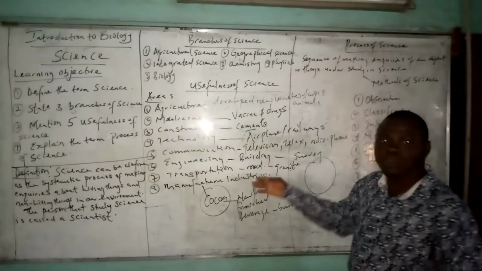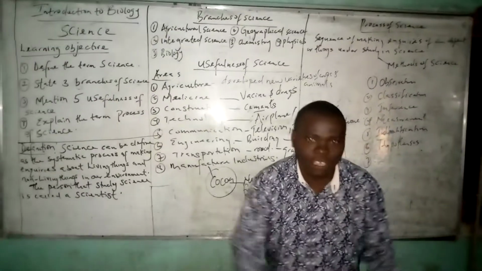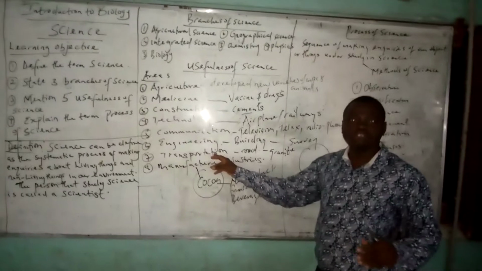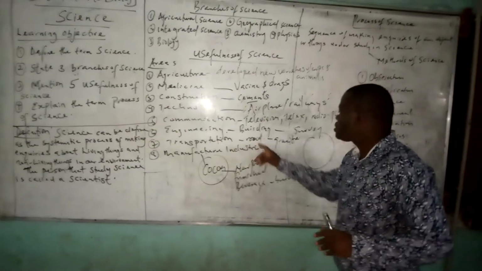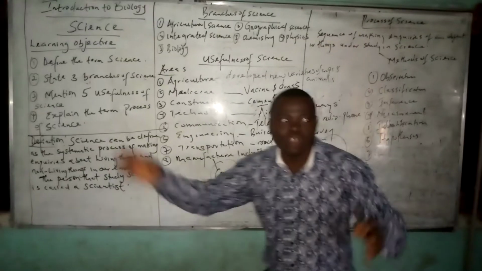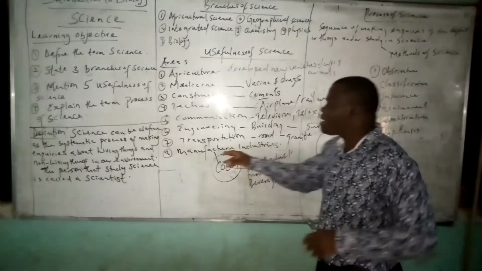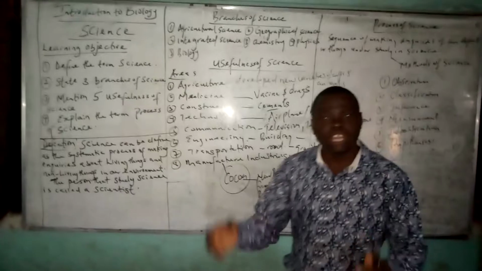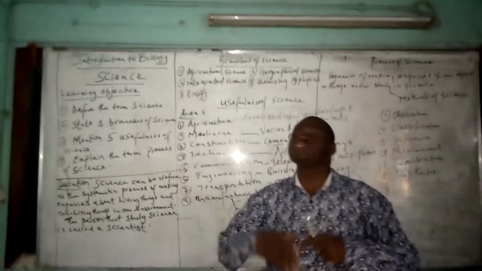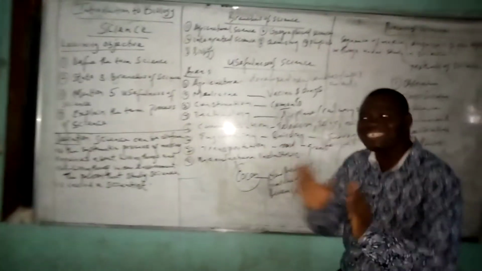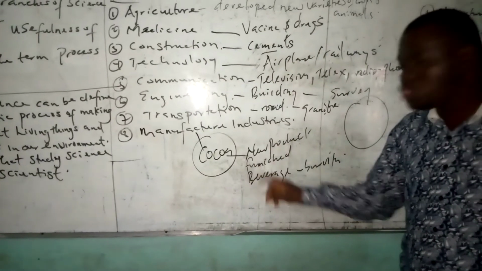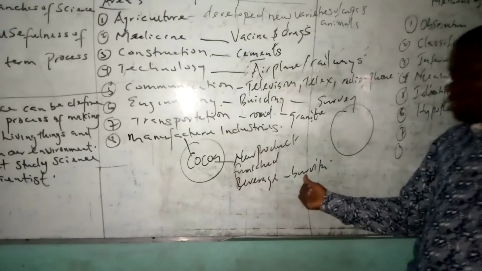In engineering, they can develop buildings, they can do surveys, and structure patterns of houses they can build. In the area of transportation, they have developed roads, so that people can move quickly from one place to another. Manufacturing industry: in the olden days, our farmers didn't have knowledge of how they could use their agricultural products. But with the knowledge of science now, their cocoa can be turned into a finished product, which is our beverage. We now get Bonvita.